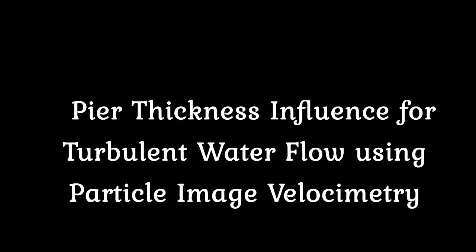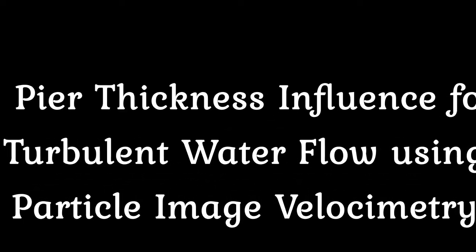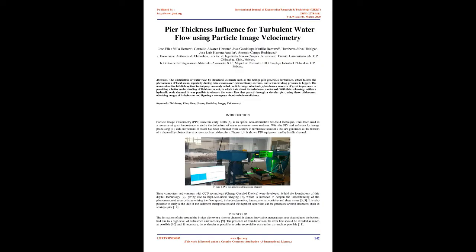Pier thickness influence for turbulent water flow using particle image velocimetry. Abstract: The obstruction of water flow by structural elements such as the bridge pier generates turbulence, which fosters the phenomenon of local scour, especially during rain seasons over extraordinary avenues, and sediment drag presence is bigger.